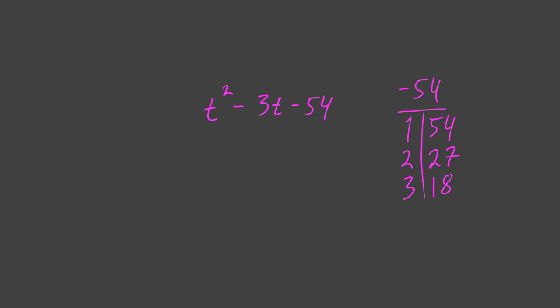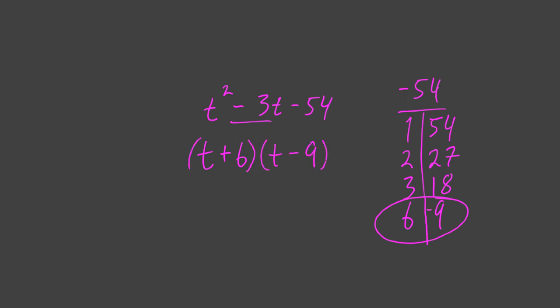So 3 times 18. Does 4 go in? 4 does not go in. 5, 6. I know 6 times 9, and then 7 and 8 don't go into 54. Well, we're looking for a pair that add to -3. And it looks like if I have -9 and +6, that will multiply to -54, and will add to -3. So t plus 6, t minus 9 is the factored form.